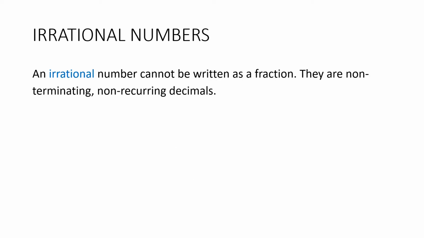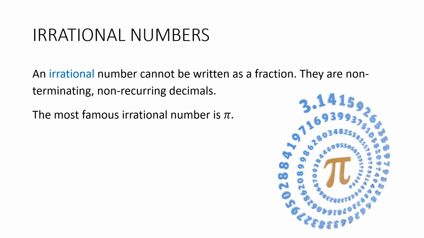Now an irrational number cannot be written as a fraction. They are non-terminating, non-recurring decimals. That means they don't stop and they never repeat. Now arguably the most famous irrational number is pi, and you've probably heard of pi. It starts 3.141592653, etc., etc. It goes on forever. We're going to study pi in more detail later in Year 8.